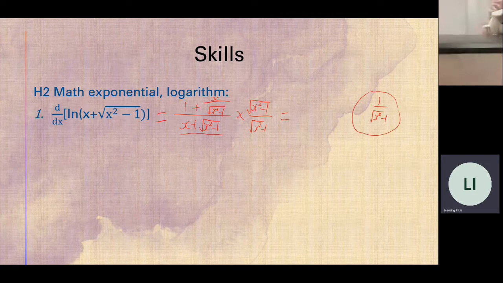Of course, you won't get these types of questions all the time. I'm just putting this from further math. Of course, the question isn't simply to differentiate this. It was part of a working.